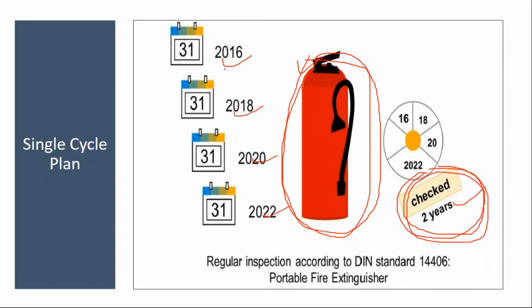So as 2 years, 2016, they will do the inspection on the 31st of, let's say, December. Then 2018, exactly after 2 years. Then exactly after 2 years again. If they do this, they go for single cycle plan.